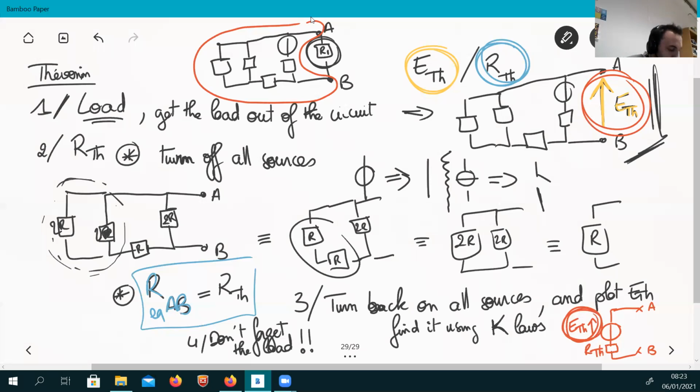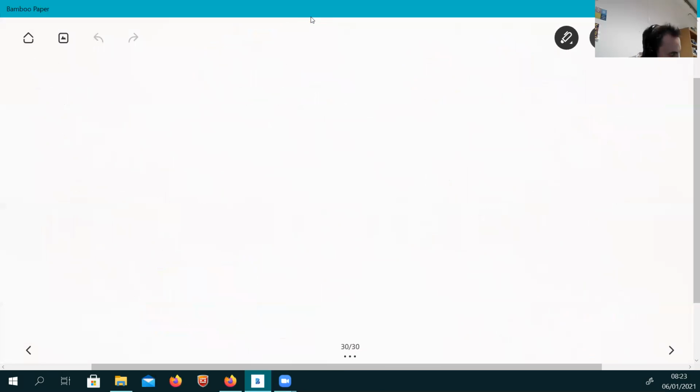So this is for Thevenin, but for Norton it is quite the same. So now we move to Norton. Again, a protocol to get two things: the current which is going out from the current generator of Norton, and the Norton resistor.